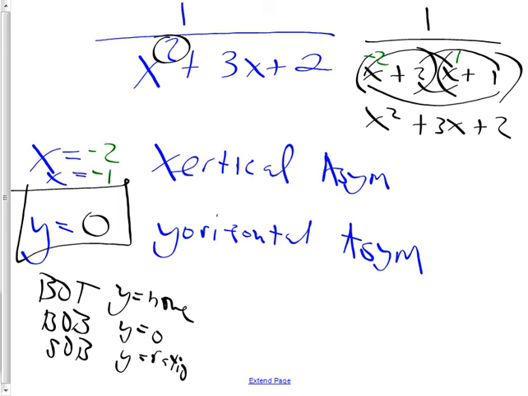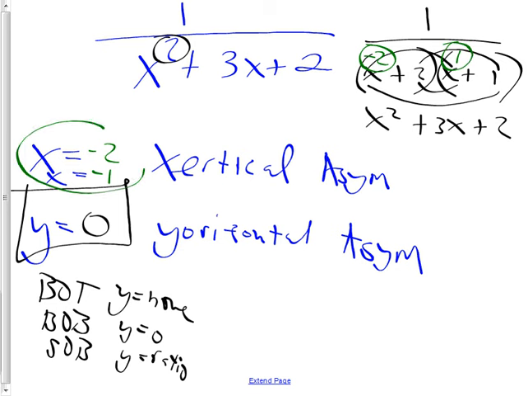Not 0. Because if I put in a 0, it won't make this crash. 0 is okay. I just don't want the denominator to turn into 0, so I can't use negative 2 and I can't use negative 1. So those are asymptotes.